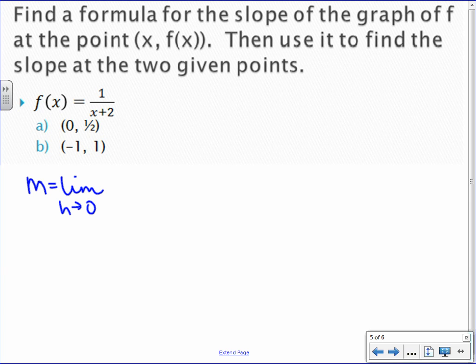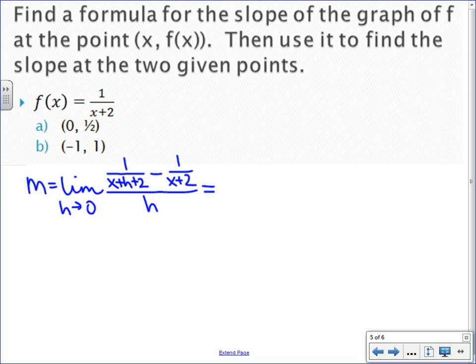Okay, so let's go ahead and do that. f of x plus h, which is 1 over x plus h plus 2, minus f of x, all over h. This looks familiar. This was one of your homework problems that we actually did on the board, right? However, for the people at home today, we're going to have to go ahead and go through this.